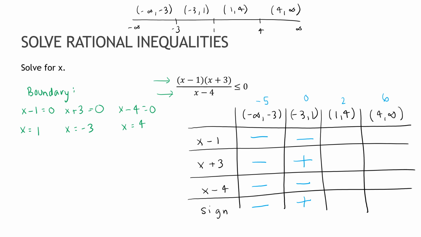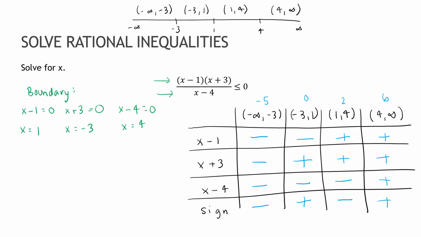Now let's look at 2. 2 minus 1, that guy's positive. 2 plus 3, positive. 2 minus 4, negative. If I took a positive times a positive divided by a negative, I would end up with positive divided by negative, which is negative. And lastly, 6 minus 1, positive. 6 plus 3, positive. 6 minus 4, positive. Obviously, that gives me a positive.